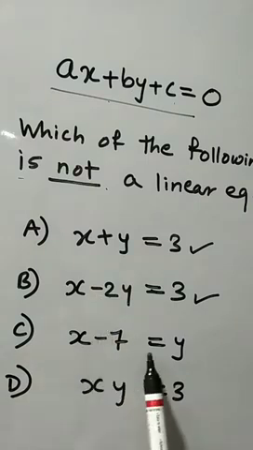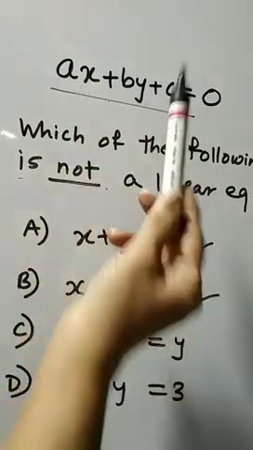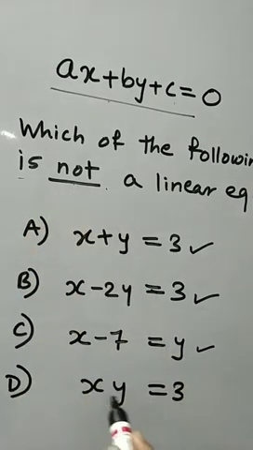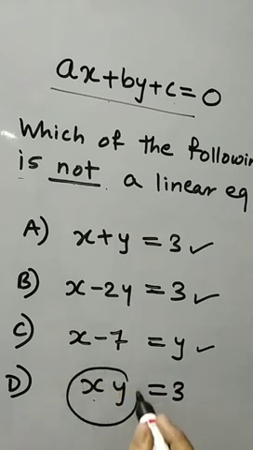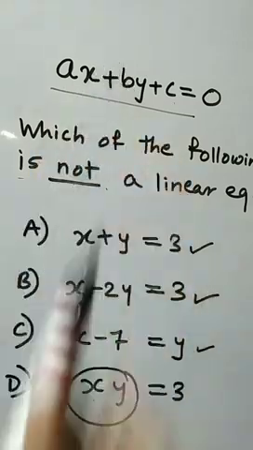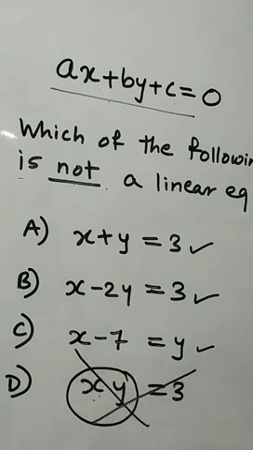x minus 7 is equal to y. If we bring y on this side, it does fit into this format. So it is a linear equation. So which is not a linear equation? xy is equal to 3. Here you can see xy is just one term, and linear equation does not mean like this. It means x with a coefficient plus y with a coefficient and plus c. Here x and y are multiplied. So this is not a linear equation.